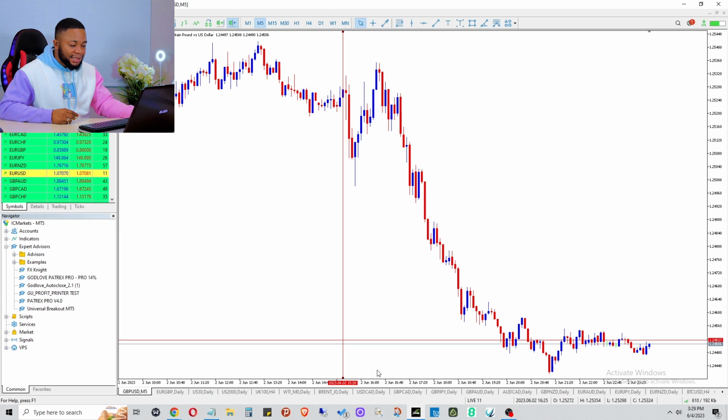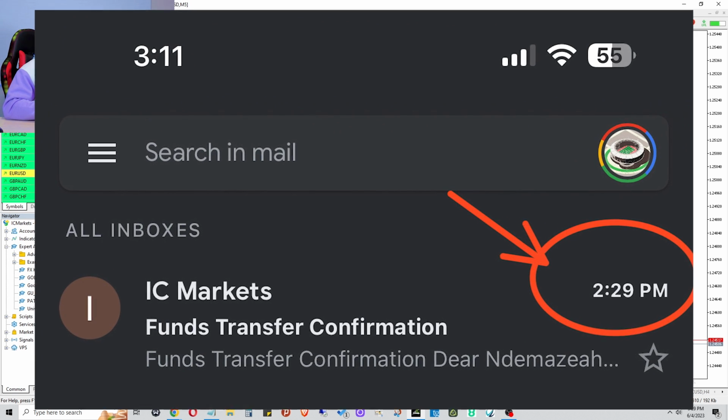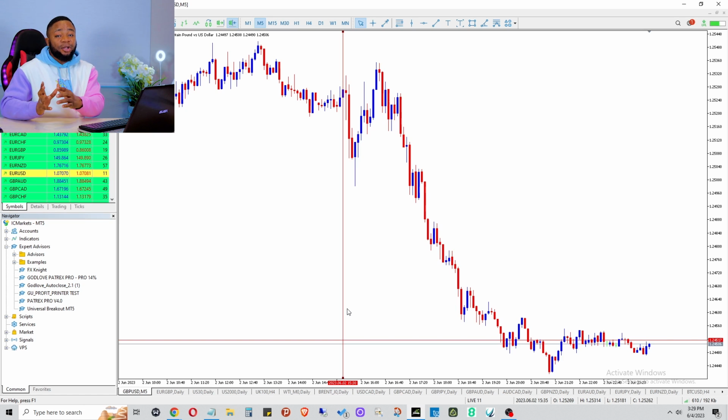Because NFP here, you can see NFP here was at 3:30, and the funds reflected in my account at 3:29. Just 1 minute to the news, and I immediately just took the trade, did my analysis, and I used the directional bias. There's another strategy on news trading I call the directional bias.